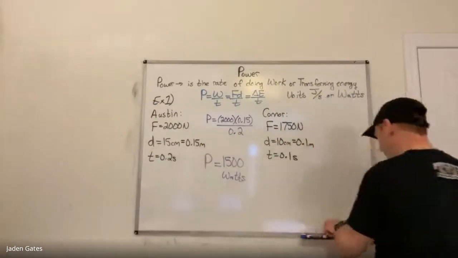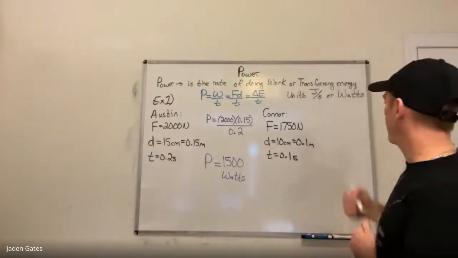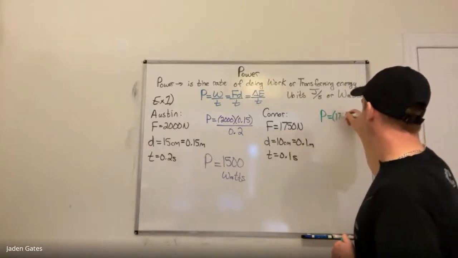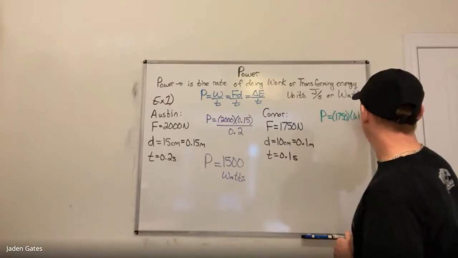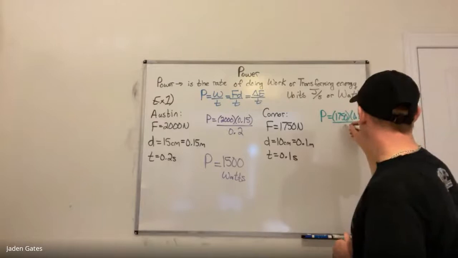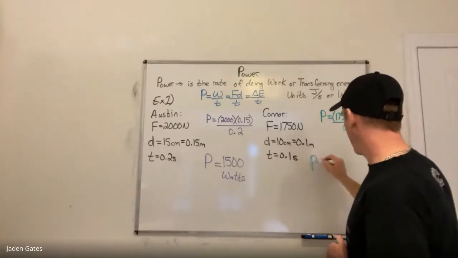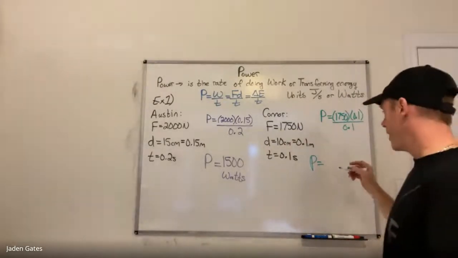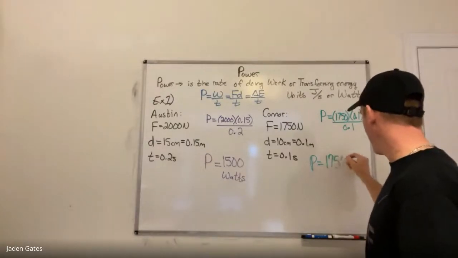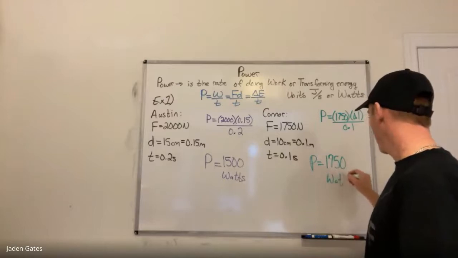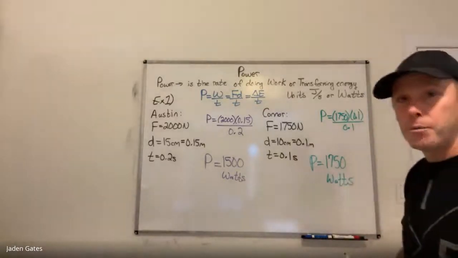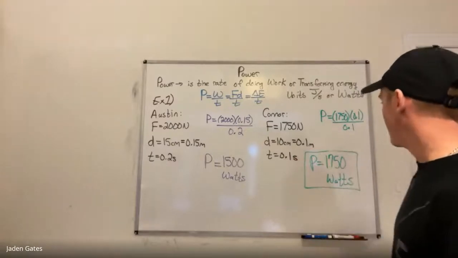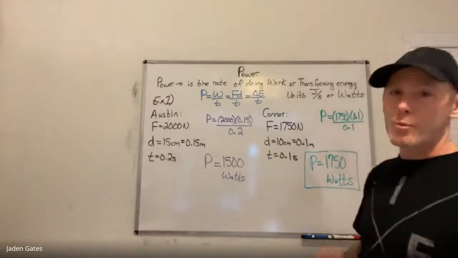Now we go over here to Connor McDavid. Again, using the same formula here, we have P. We have our force times our distance, so 1,750 times 0.1, and our time is 0.1. So 1,750 times 0.1 divided by 0.1, I end up with 1,750, and again the units are watts. And so who is the most powerful player? Well, Connor McDavid has 1,750 watts. He is the most powerful player when we're comparing to Austin Matthews.